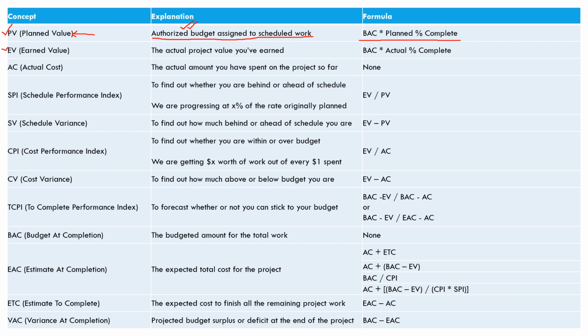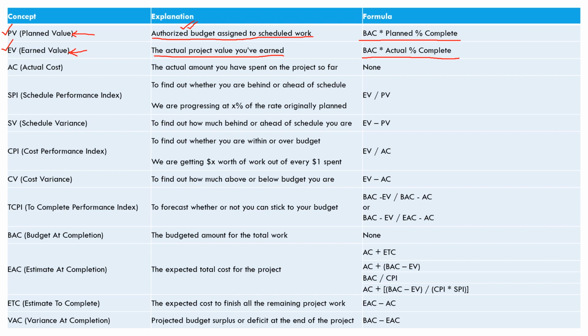Let's talk about EV. EV is the earned value, the actual project value you have earned, which means how much project has completed in terms of dollars. That is known as earned value, EV, and the formula for it is BAC into actual percentage complete.